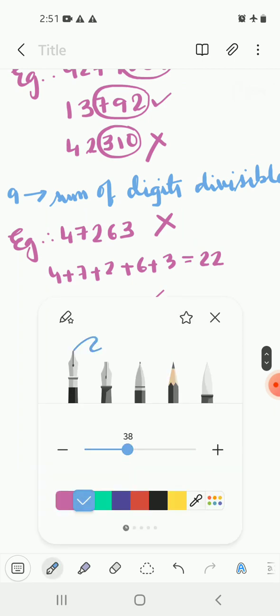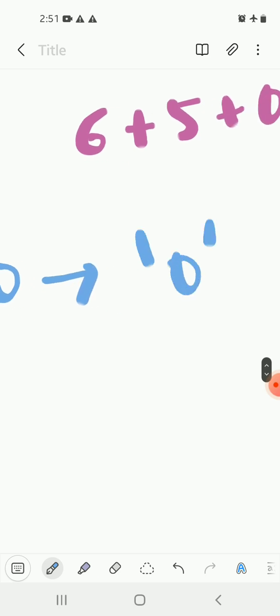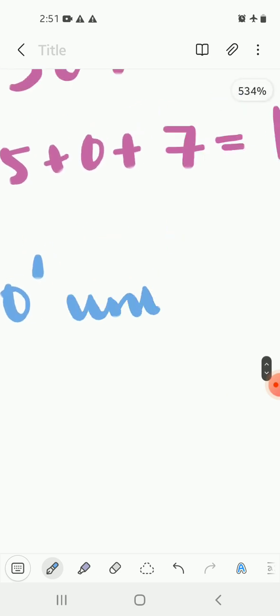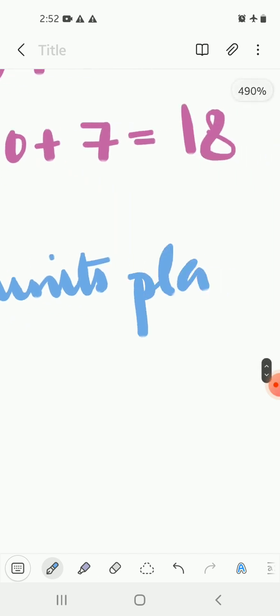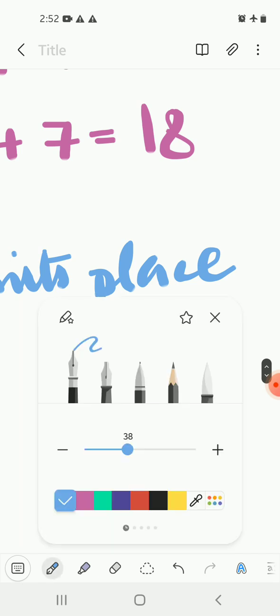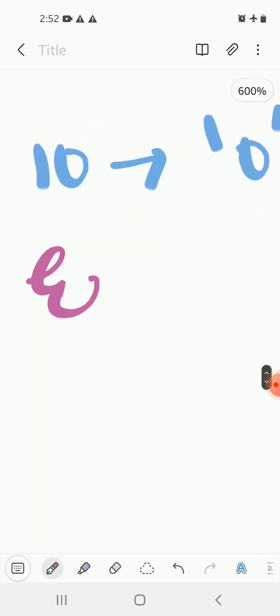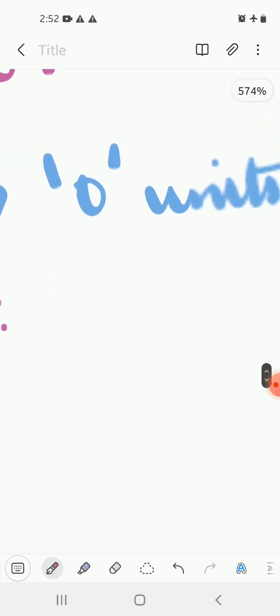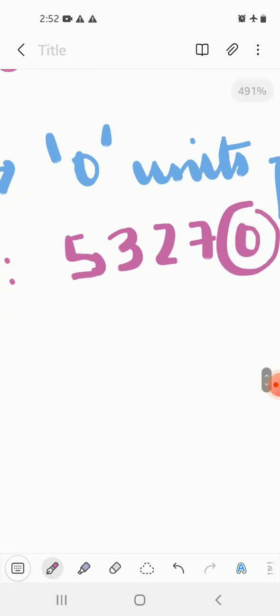Now we will move to the rule of divisibility for 10. The rule of divisibility of 10 says if there is a 0 in the units place, then only it is divisible by 10. This is very simple. We will take an example: 53270. You see there is 0 in the units place, so it is divisible by 10.